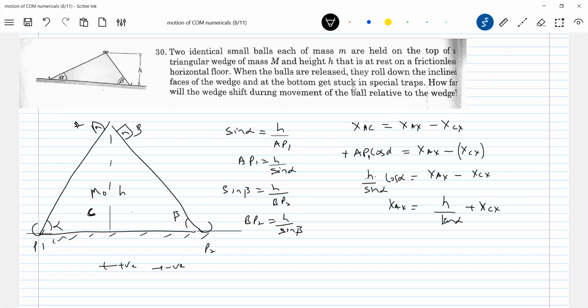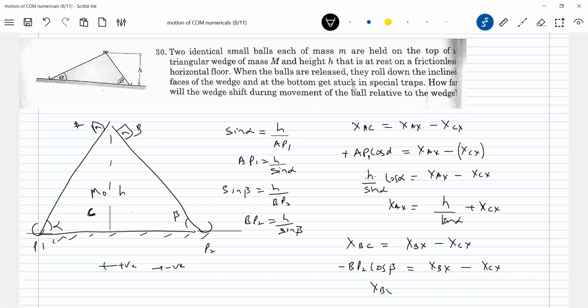Any other symbols you can apply. It's your choice. Similarly, you go for XBC, the displacement of block B with respect to this, equal to XBX minus XCX. This should be equal to, now what you can write, BP2 cos beta. Shall I put negative? Why negative? That'll be towards the right, no? And I'm not sure about this, and I'm not sure about this one.